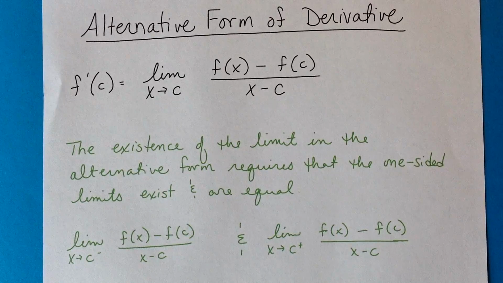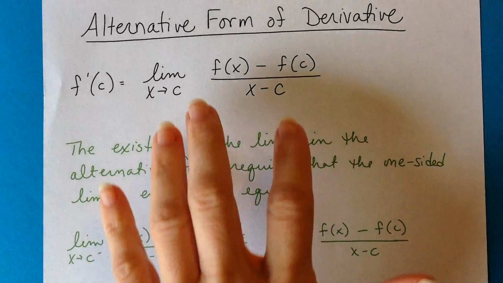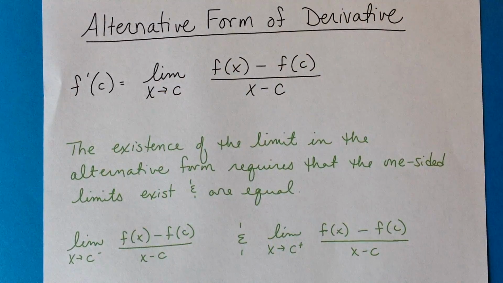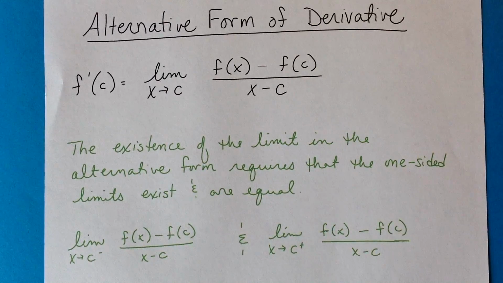Okay, so as it states, the existence of the limit in the alternate form requires that the one-sided limits exist and are equal to each other. And for some of the problems we're going to look at, we're not going to actually have to break it into one-sided limits, because we're just going to know that they are going to exist and are going to be equal based on what kind of function we have, and because of that we can just do it based on the two-sided limit. But there is one situation where we will have to break it into the individual one-sided limits.